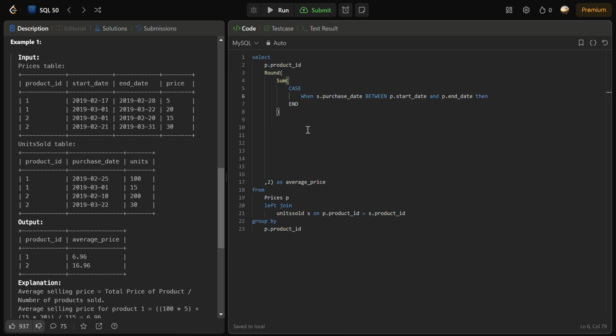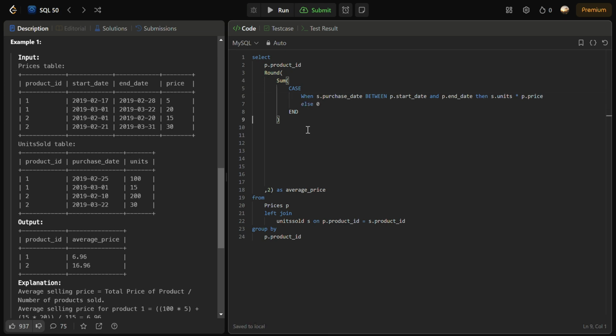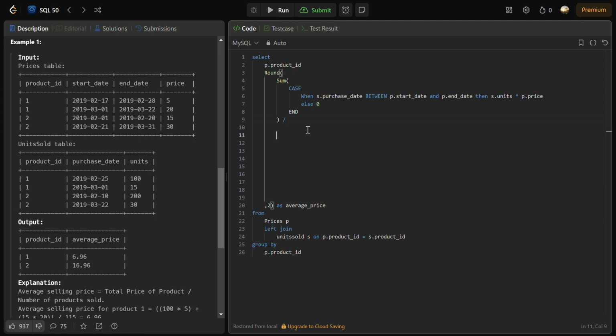Then what we need to find out is to multiply the units, s dot units, with the prices table dot price. Else we will just return zero. So this is the first part of getting the total price. Then we need to divide it by the total number of products sold.